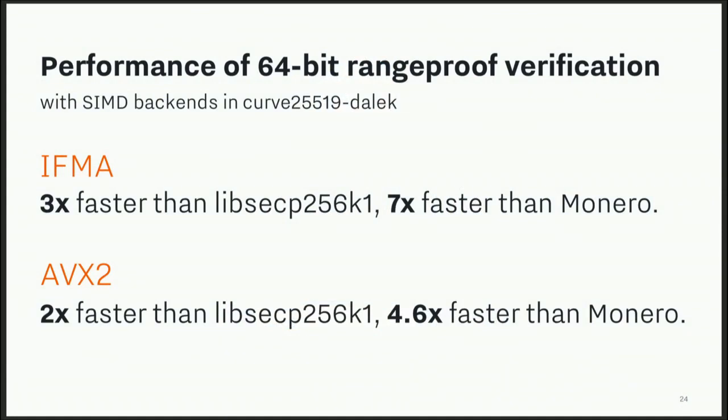So when we put all those pieces together, our implementation's pretty good and fast. Using this IFMA backend, our verification is 3 times faster than libsecp and 7 times faster than Monero. Using AVX2, the speed up drops to like 2 to 5, and even when we just use the serial implementation, it's also still faster. And we actually get a bigger speed up on proving, but that's not as important as verification.